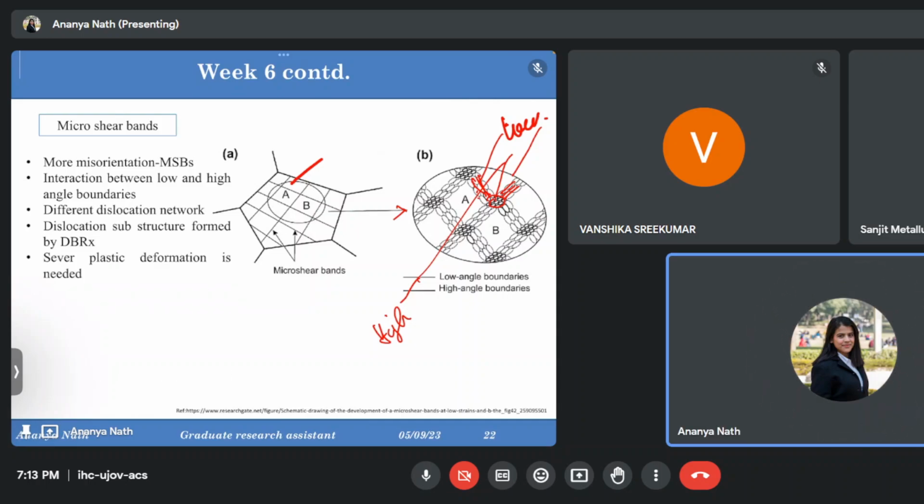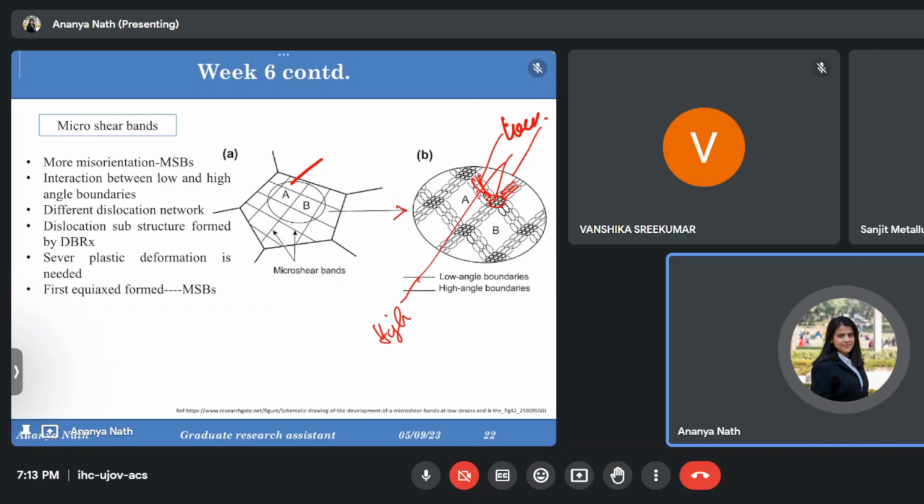Severe plastic deformation is needed for this, because if the plastic deformation is not up to the mark, it will not have any dynamic recrystallization. If it has occurred a little bit more than the normal percentage, then it will have DDRX. Even after that, if we continue the cold working, then it will have the CDRX. So this is why severe plastic deformation or cold working is needed here.